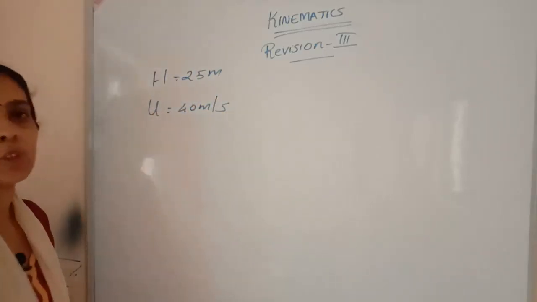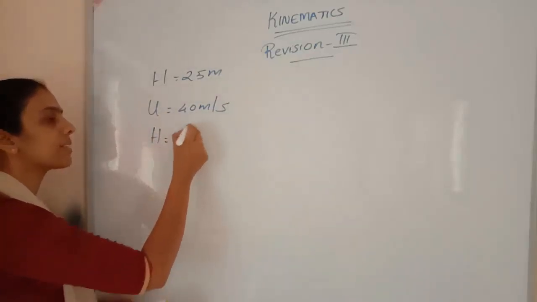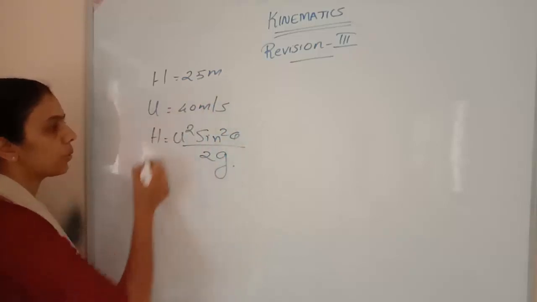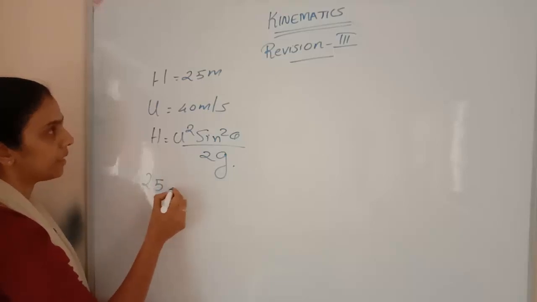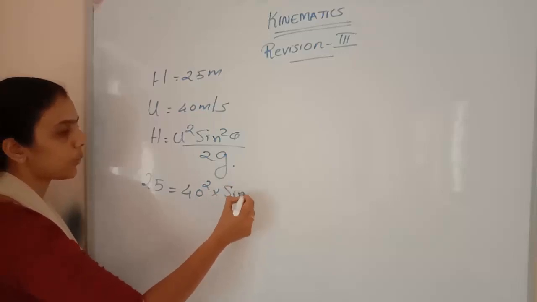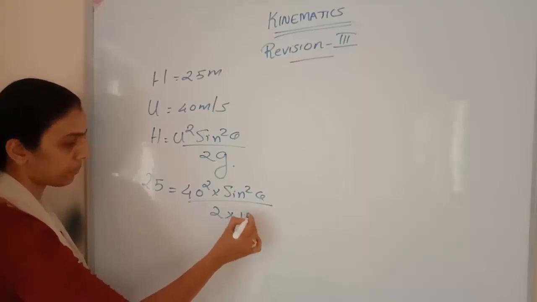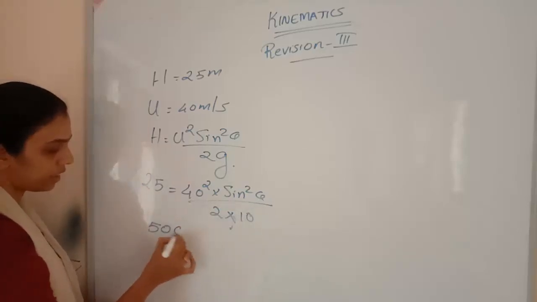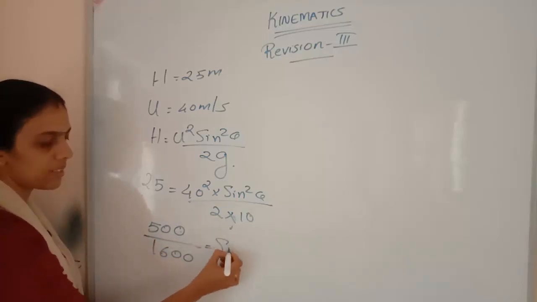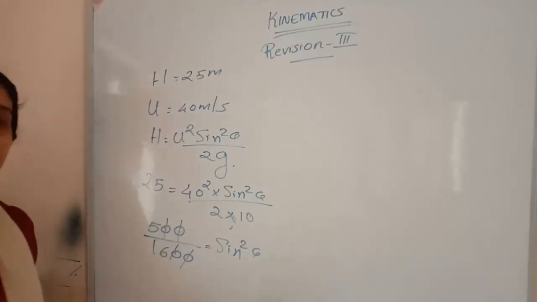So what is the formula to find out the maximum height? H is equal to u square sine square theta divided by 2g. Right, so here 25 equals 40 square into sine square theta divided by 2g. 2 into 10 I am taking. So 50 into 10 divided by 1600, that is sine square theta.